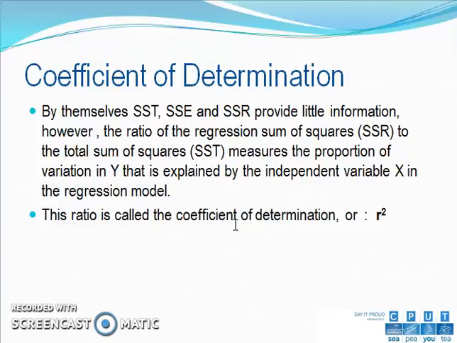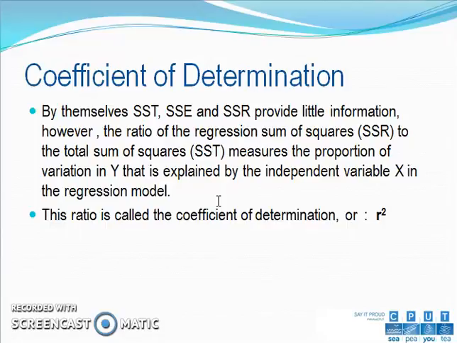The one coefficient is the coefficient of determination, and the other one is the correlation coefficient. But let me start with the coefficient of determination. By itself, the variation that we've just looked at, I'm not going to pay too much attention to that, because it's theory that we need to be able to apply to the correlation coefficients, the coefficient of determination.